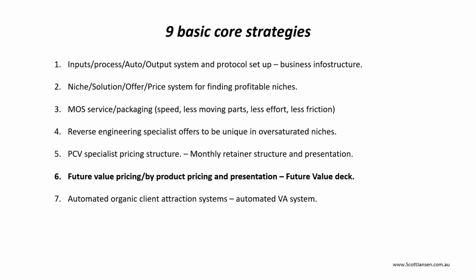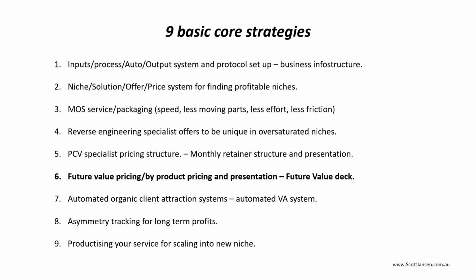Number 7, we use an automated organic client attraction system and automated VA system. Number 8 is what we call our asymmetry tracking for long-term profits. Our last core strategy is productizing your service for scaling into new niches. So these are the 9 basic core strategies that help set up the businesses. But the one we're going to focus on today is number 6. Let's have a look at this future value deck.